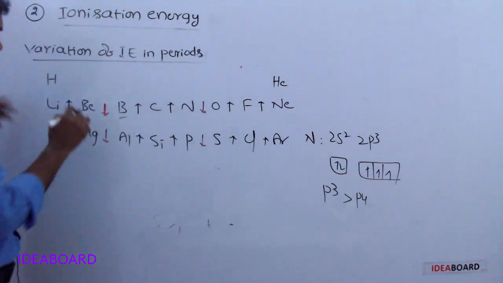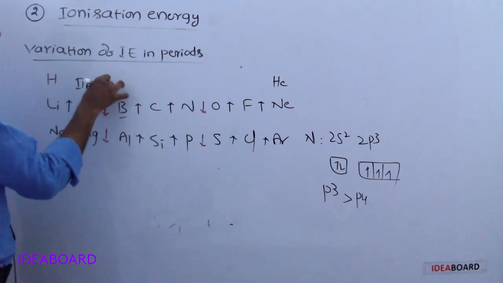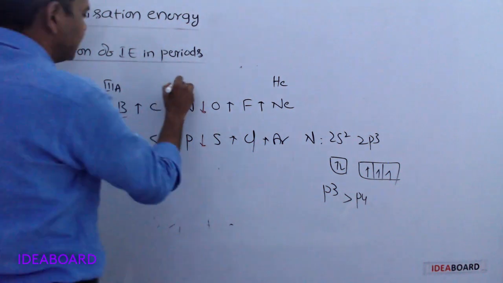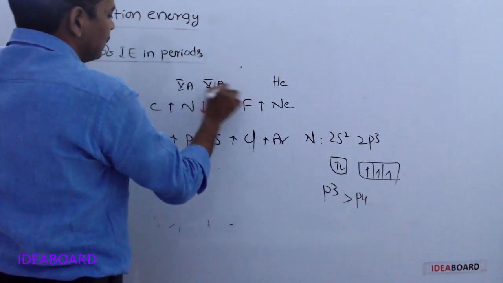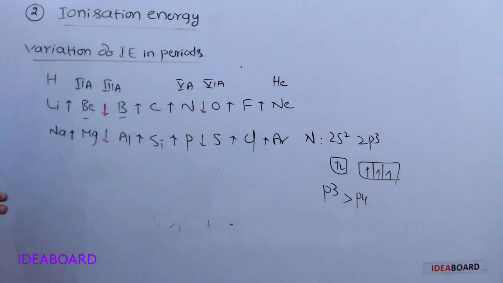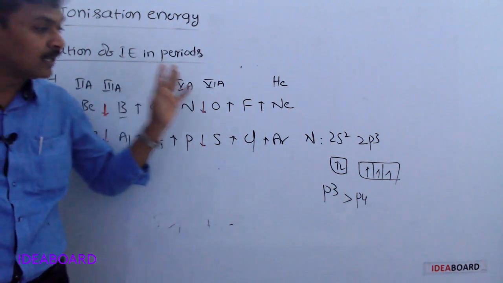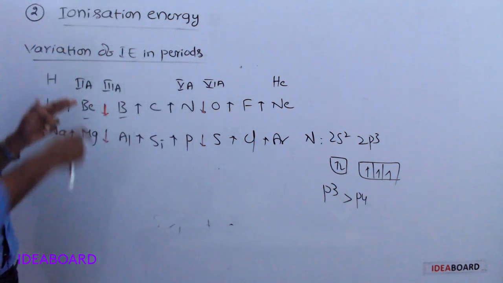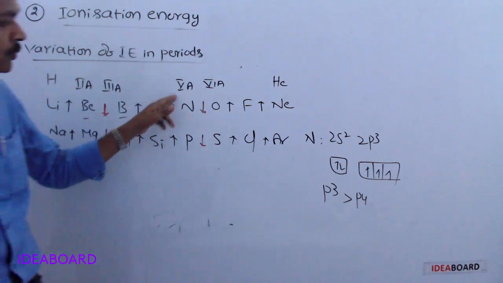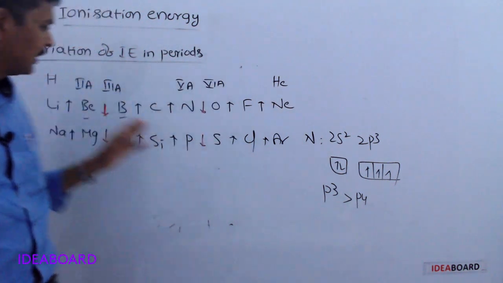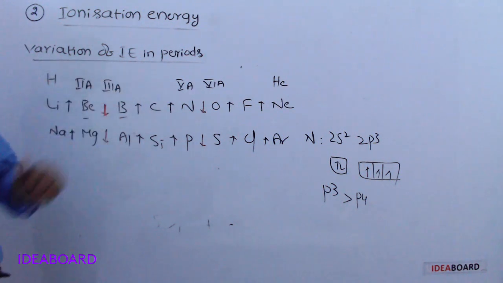So we can generalize like this. From second A group to third A group, and from fifth A group to sixth A group elements, IP decreases. Left to right in the periodic table, generally IP increases, except from second A group element to third A group element and from fifth A group element to sixth A group element. In the remaining cases it increases. So this is the variation of ionization energy in periods.